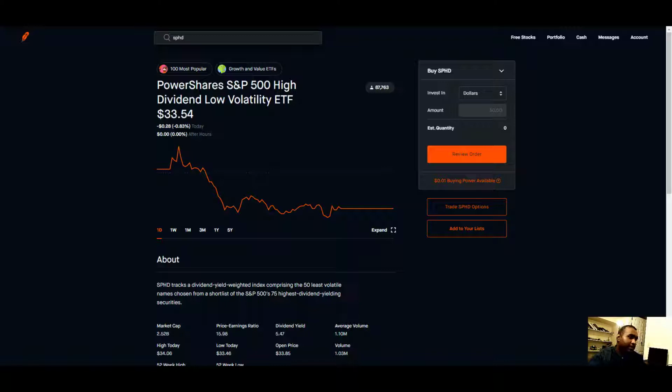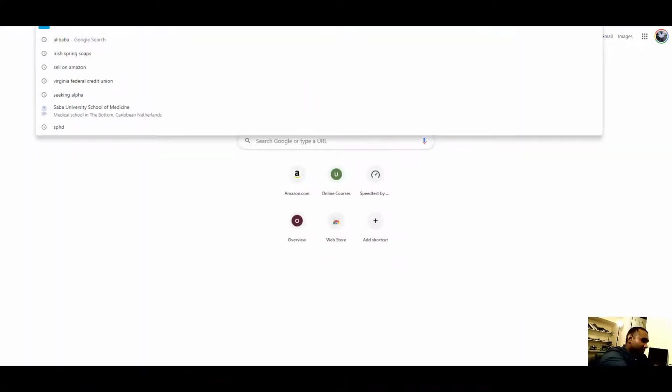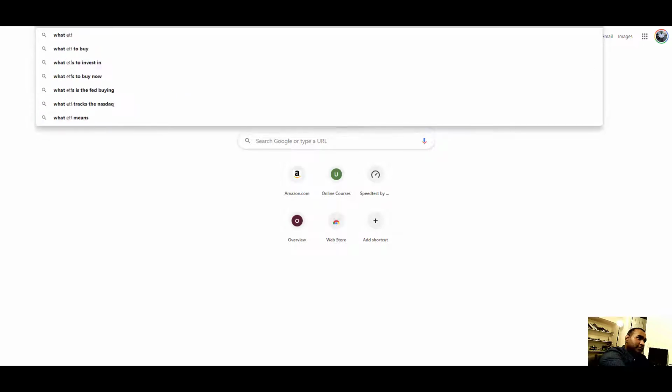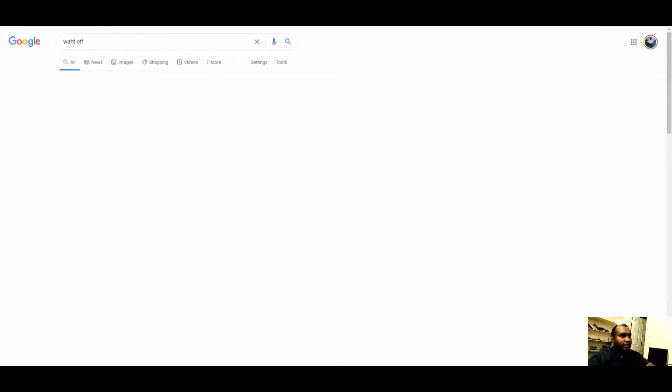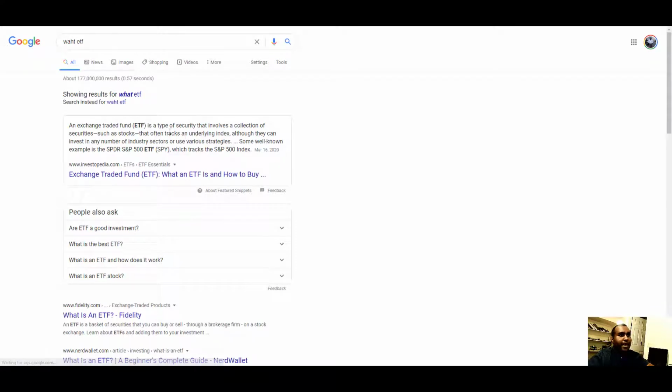Most of you have probably heard of stocks, right? Walmart, Apple. These are individual companies that you buy into. And after that, there comes the ETF, exchange. Let's look at what an ETF is. ETF, exchange traded fund. Basically, it's a basket or collection of a bunch of other stocks, so that if one company goes down, you are still okay. It's a great way to diversify.